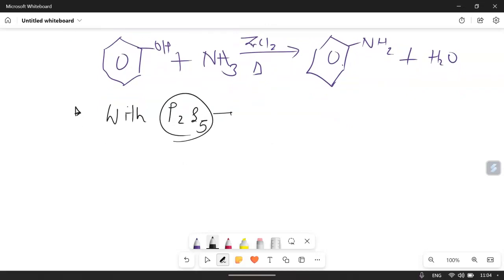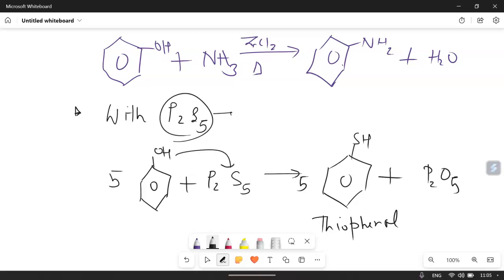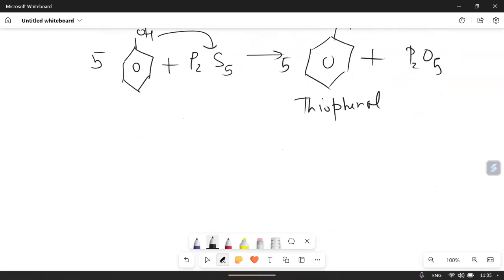What is thiophenol? Let's see it. There is 5 moles of phenol treated with P2S5. It will give SH, 5 moles of thiophenol. What do we call it? Thiophenol. Plus P2O5. Remember that reaction. This is the formation of thiophenol.